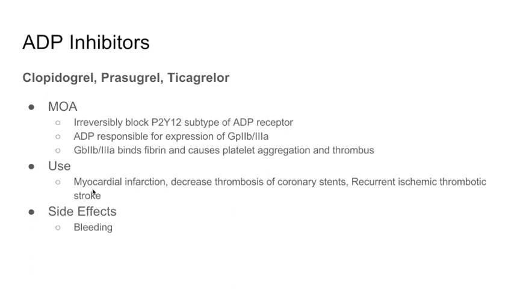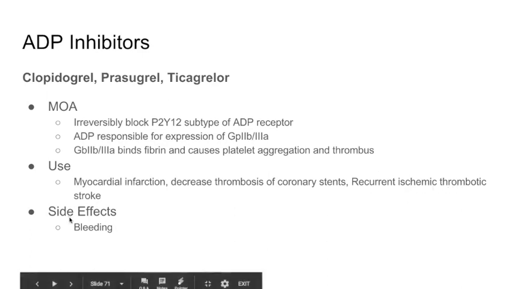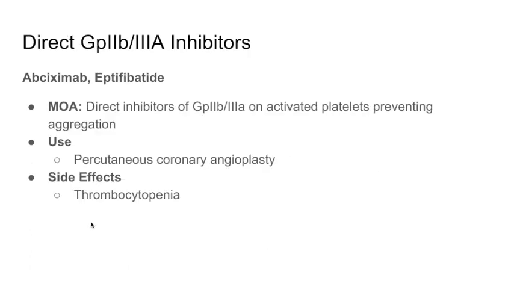These medications are used for myocardial infarction. They're also used to decrease the thrombosis of coronary stents. So a patient that had a coronary stent, you can give them these medications so that the stent doesn't thrombose and clot. And it's also used for recurrent ischemic thrombotic stroke. Side effects for it, of course, is bleeding.